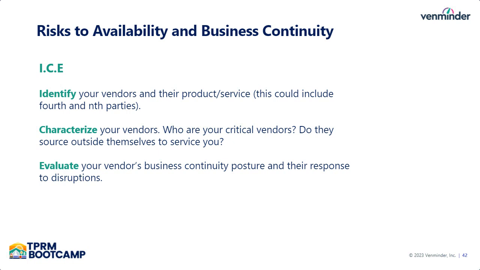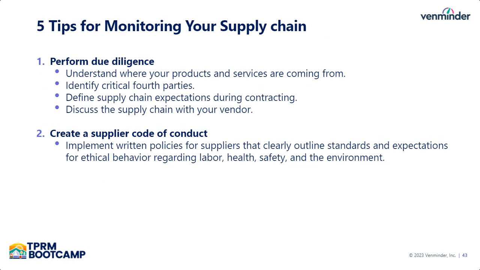Okay, so now to get our hands dirty, we're going to talk about 5 tips for monitoring your supply chain. First, perform your due diligence. For individual vendors, for example, request copies of vendor code of conduct, third-party risk management policies and practices. Require proof of risk assessments and monitoring, as well as copies of their modern slavery statements and policies.